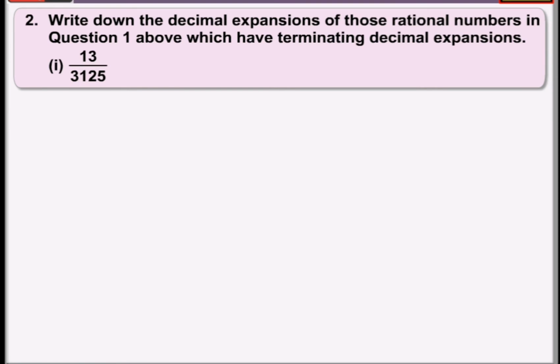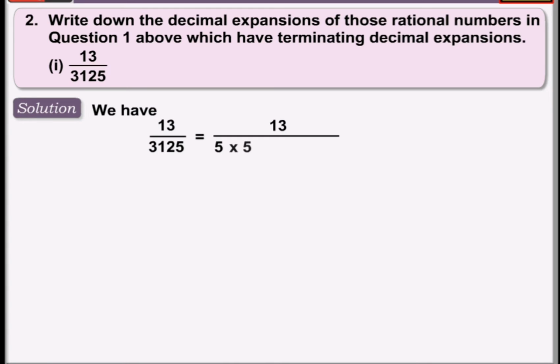Write down the decimal expansions of those rational numbers in question 1 above, which have terminating decimal expansions. Number 1. 13 upon 3125. Answer. Now we have 13 upon 3125. If you factorize the numerator and denominator, it is 13 upon 5 into 5 into 5 into 5 into 5, which is 13 upon 5 raised to power 5.